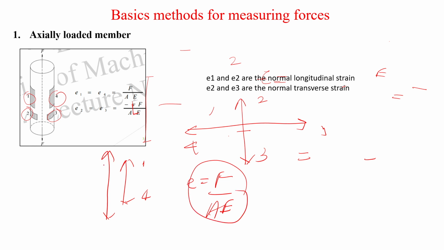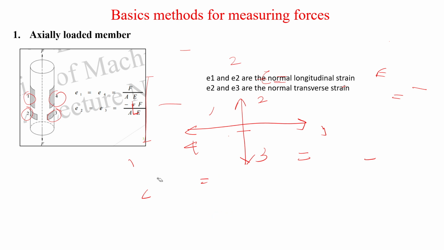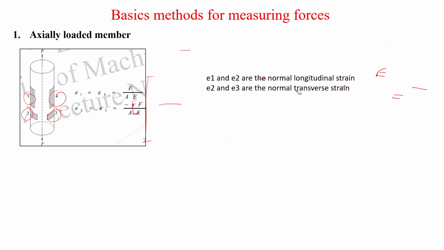But when we look at 2 and 3, this direction is transverse to the axial direction. So we cannot use the same formula of strain for 2 and 3. Then there comes the concept of Poisson's ratio. Do you know about the Poisson's ratio? Okay, it is a very basic thing, but I'll tell you once again. Please listen to it very carefully.